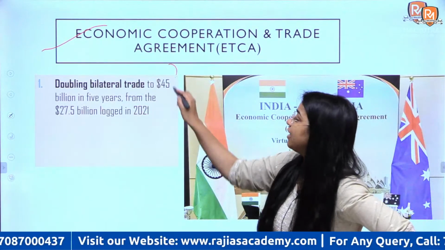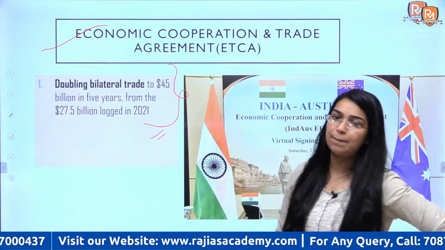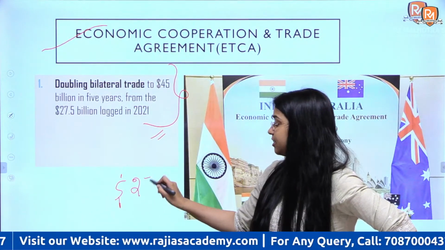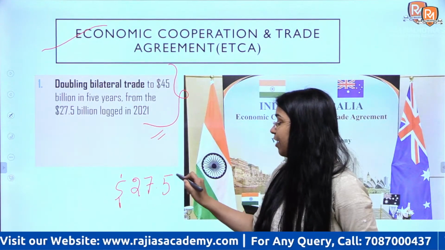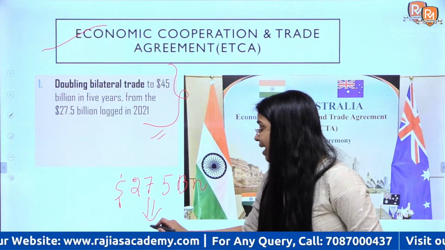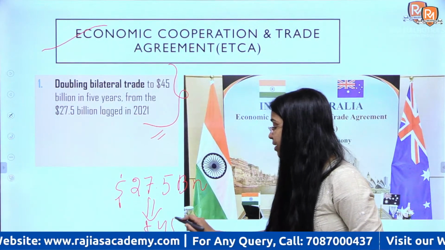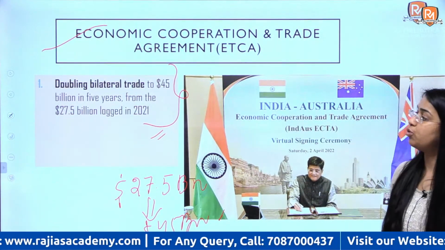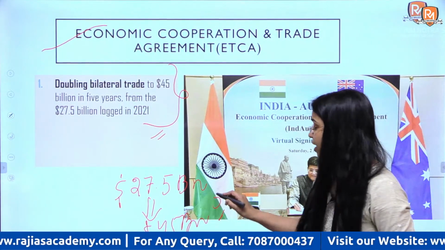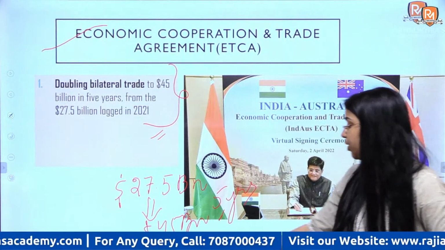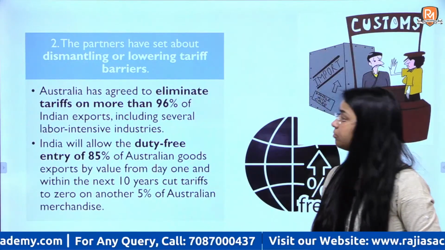So सबसे पहला तो objective यही है कि trade को double करना है. तो अभी मैंने आपको बताया था कि दोनों का bilateral trade stands at $27.5 billion, right? Now they want to double it and take it to around $45 billion, you can say, right? ये ऑब्जेक्टिव दोनों कंट्रीज ने 5 years में अचीव करने का टारगेट रखा है, right? Very important point, please keep that in mind, right?